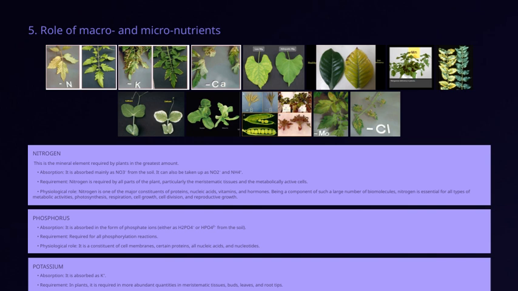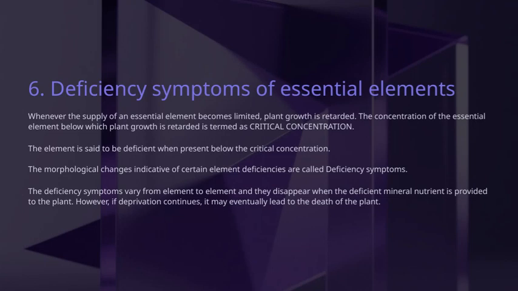Understanding these macro and micronutrients helps us appreciate how plants maintain their growth, development, and overall health, which is at the core of our overall theme of plant nutrition. The deficiency symptoms in plants can vary depending on the specific element that is lacking. These symptoms are usually visible as morphological changes, which we often refer to as deficiency symptoms.